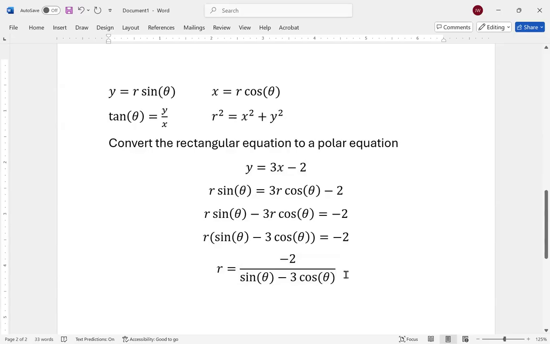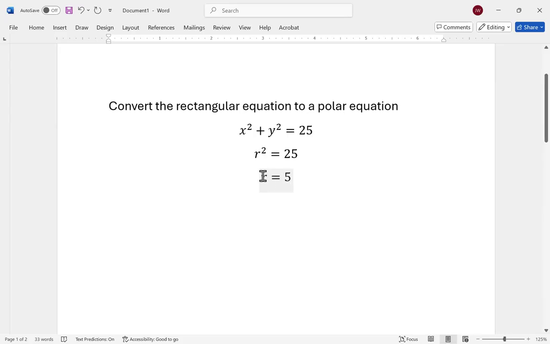Imagine trying to take derivatives in each of these cases. The case where we have -2 over the quantity sine theta minus 3 cosine theta, taking a derivative of that would be pretty tough. Taking a derivative of y equals 3x minus 2 is not so tough. So in this case, the polar equation was more complicated than the rectangular equation was.